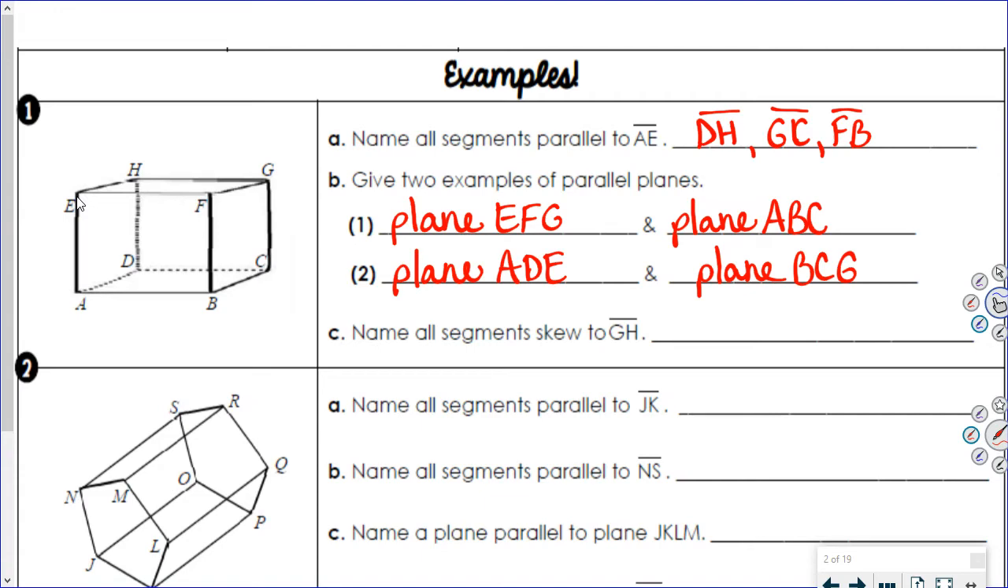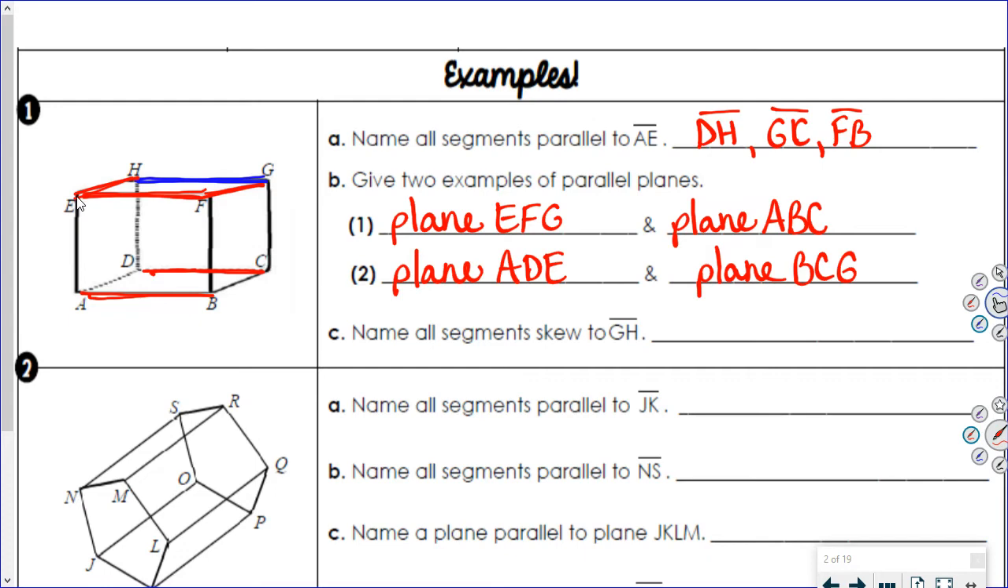And it says name all segments skew to GH. Let me show you a little trick here. So GH is the one running horizontal. What I would recommend is I would look at all of the ones parallel first. Parallel are the ones that are going to pop out. So parallel would be here, here, and here. All of those are running horizontal. Then I would also look at GH and figure out what segments are part of that same plane. So GH is a part of the top rectangle, so is EH, and so is FG. Those are both parts of that top rectangle.